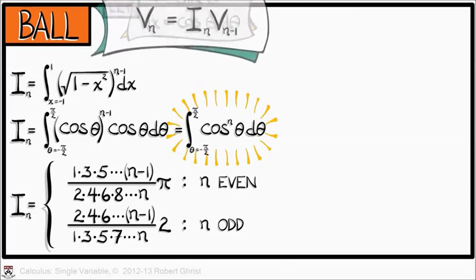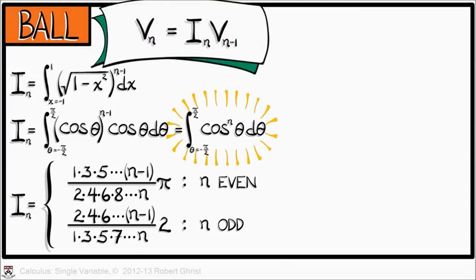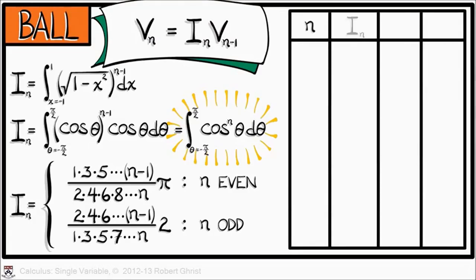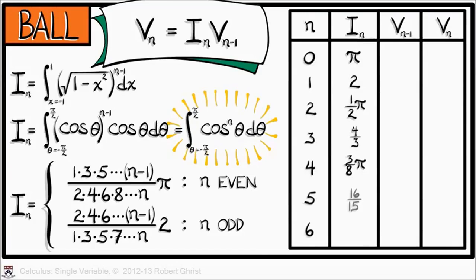This is significant. Why? Well, when we go to compute the volume, V sub n, we showed that this is equal to V sub n minus 1 times I sub n. Therefore, we can proceed inductively. Let's build a table and begin with small values of n. Now, we know the values of I sub n. We can list those. And we know the values of V sub n when n is 0, 1, 2, certainly.